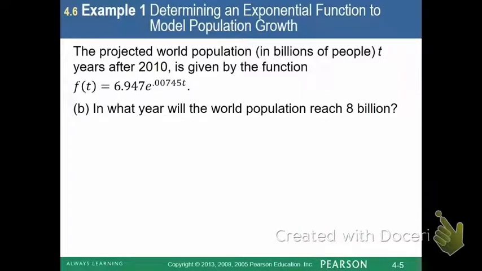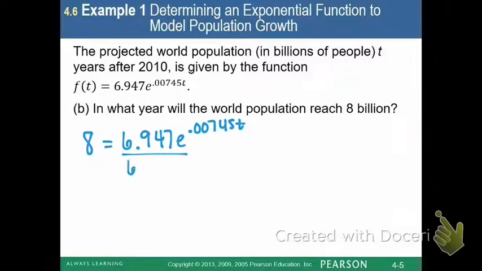Second one, in what year will the world population reach 8 billion? So now they're telling us F, okay, 8 billion people. So we're going to plug in 8 for F, and we need to solve for t. Okay, so we need to get the exponential by itself. So the first thing we need to do is divide by 6.947 on both sides. I'm going to go ahead and just leave this as a fraction, because I don't want to start rounding too much here.